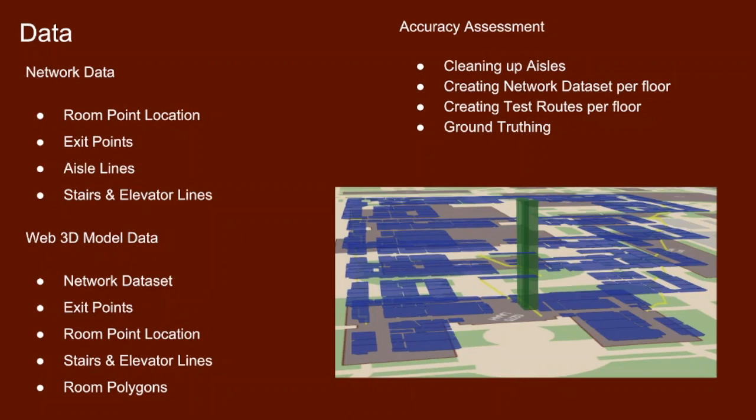We went through that floor by floor, making sure that everything was accurate and consistent. And then once we were done with that, we went into the building and ground truthed the data. So whenever we generated a route, we would walk the route through the building and make sure that that route was accurate and it would provide the user navigation to their desired endpoint.